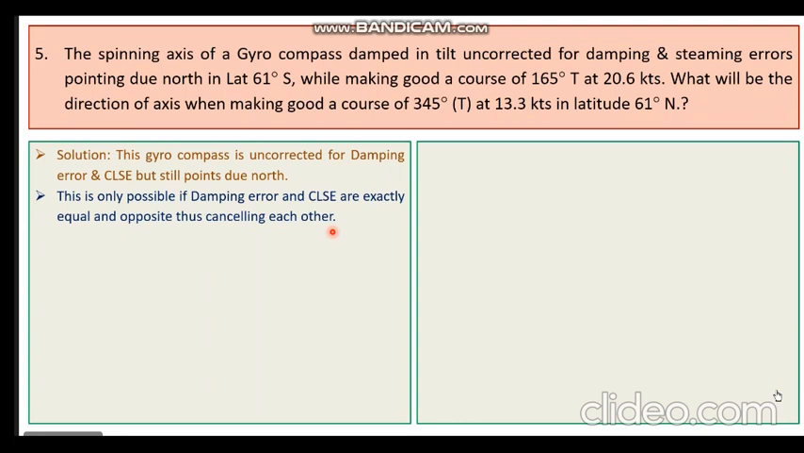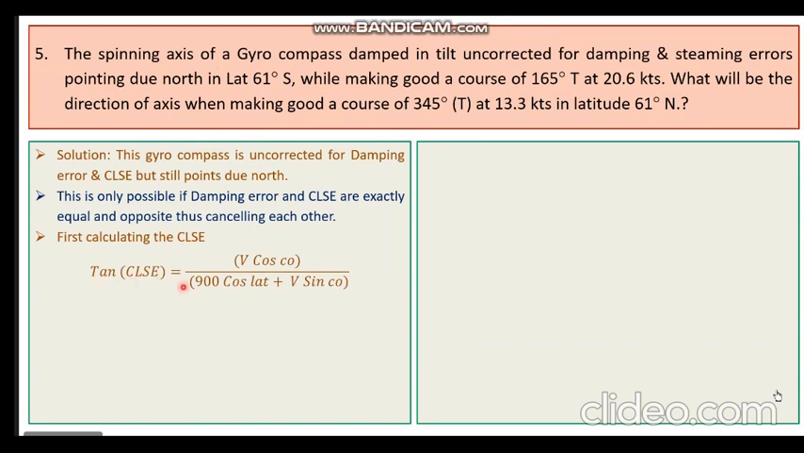Since the compass is uncorrected, damping error will be present, the steaming error will also be present, and the only way you could have a zero gyro error is if both these errors cancel out each other, that means they are equal and opposite. So let us first calculate the CLSE. We have all the information available to us for calculating CLSE.